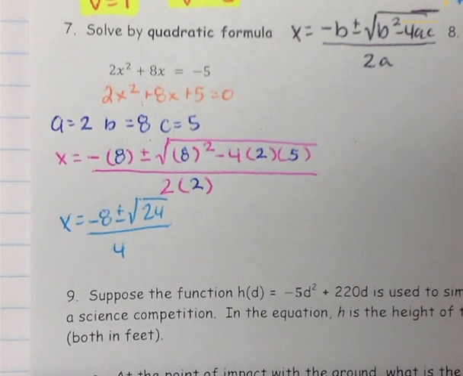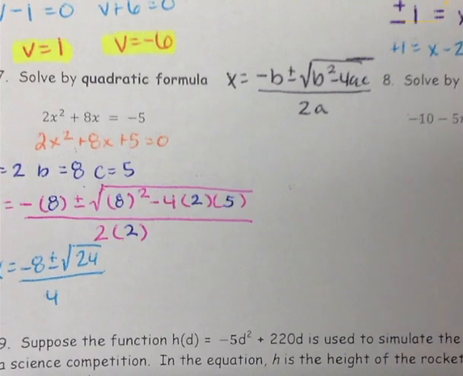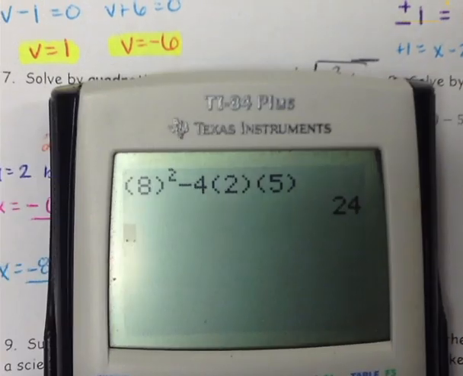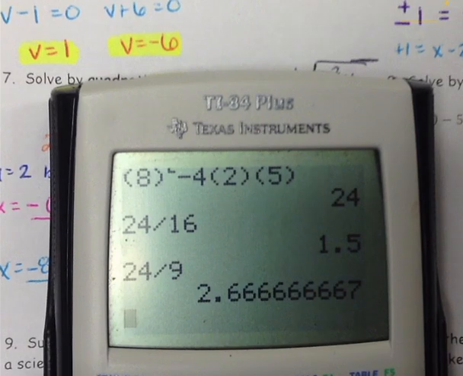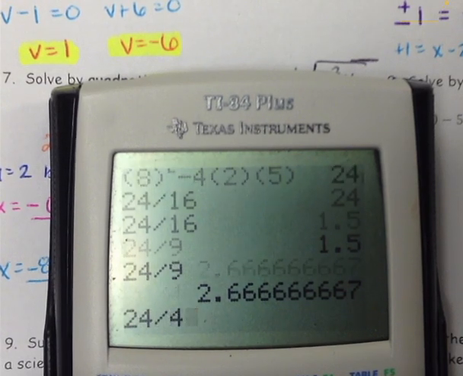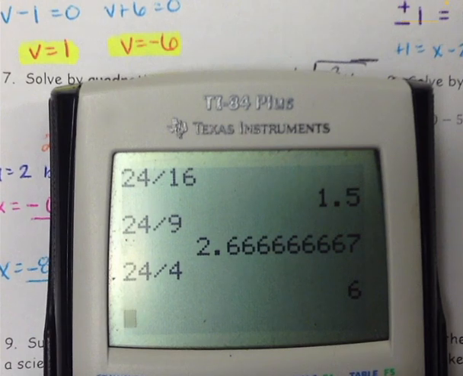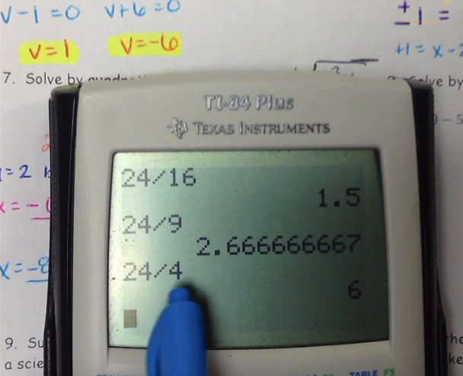To simplify the square root of 24, you find the largest perfect square that goes into 24. If you remember your perfect squares, you go 1, 4, 9, 16, 25. Well, 25 is already too large. So the next one is 16. 24 divided by 16 does not work. It gives you a decimal. We don't want that. The next one is 9. 24 divided by 9 also gives you a decimal. Next one is 4. 24 divided by 4 is good.